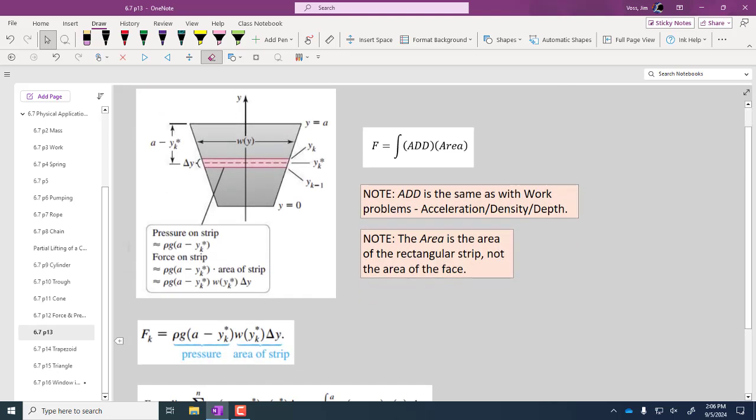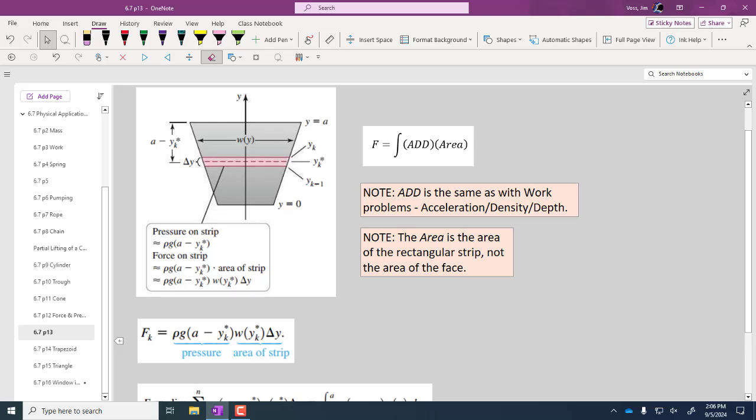So we'll do an example here. We've got, good afternoon. We've got our wall, our dam wall, and we have a formula. Notice that our formula lost one dimension. It went from ADD volume to ADD area. So one dimension is gone.